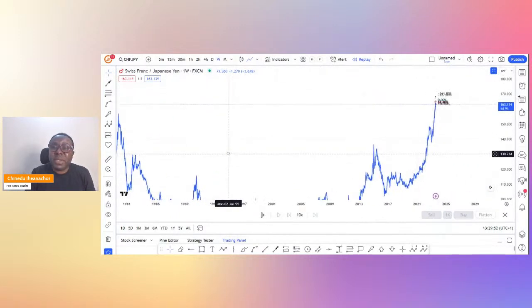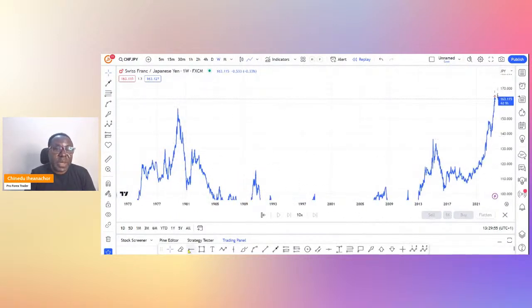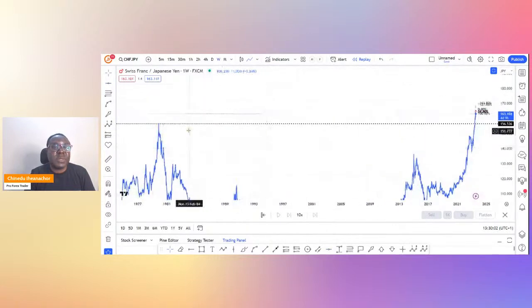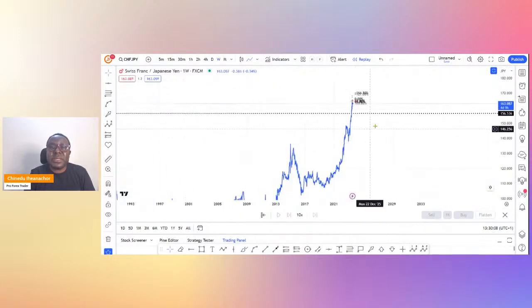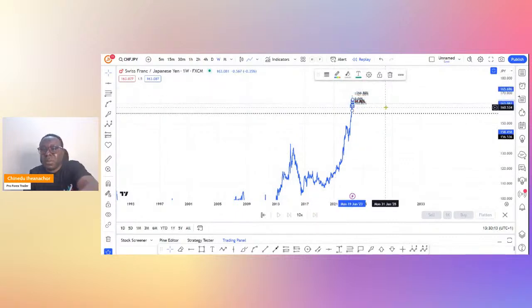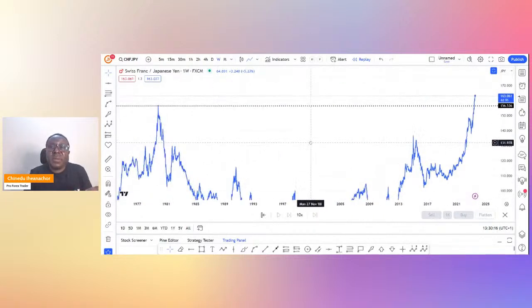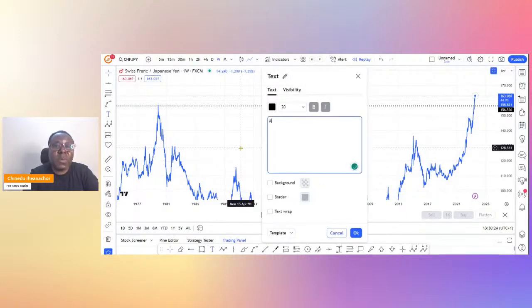It seems that CHF JPY is already at an all-time high. You see, this has been the previous all-time resistance, and this is amazing. It's amazing for this pair. It has broken an all-time high, all-time resistance zone.